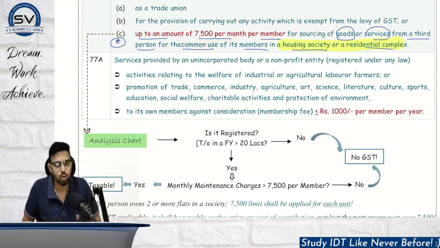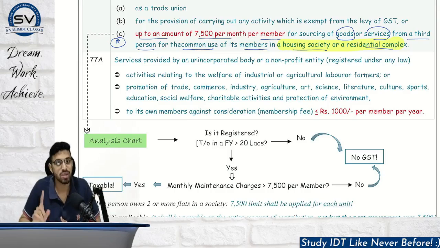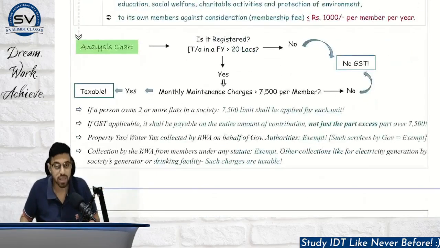With respect to this entry, you have to focus on two conditions. One is your 7,500 per month condition. Second, the GST will come into picture only if that society is itself registered under GST. Registration will happen if the total turnover exceeds the threshold. Threshold is 20 lakhs, right? So you have to understand two conditions.